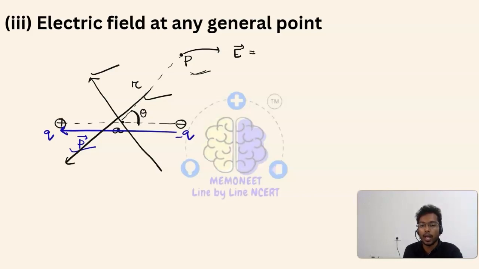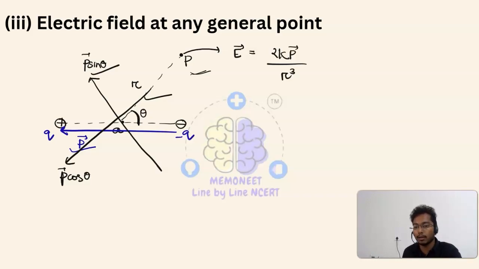Okay, so for the axial we can write 2k p vector upon r cube, but here we can't write the p vector. So what can we write? This is theta, so the component along theta will be p vector cos theta. If we resolve this, this vector will be p cos theta and this vector will be p sin theta. So what is present in the axial line is p cos theta. So we can write 2k p cos theta upon r cube.